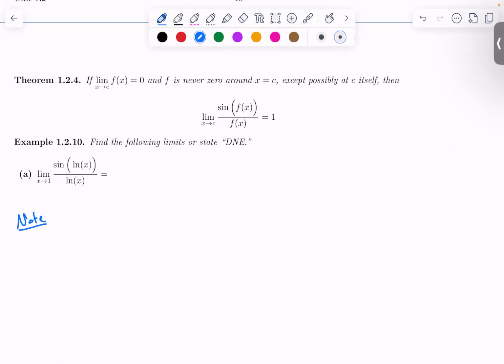And we might note something. Note the limit as x approaches 1 of ln of x is equal to the natural log of 1, which is 0. Good. We all remember our logarithms, right? Log base b of 1 is always 0. So this fits into the definition, meaning that the answer is just 1, by the theorem above. THM abbreviates to theorem.